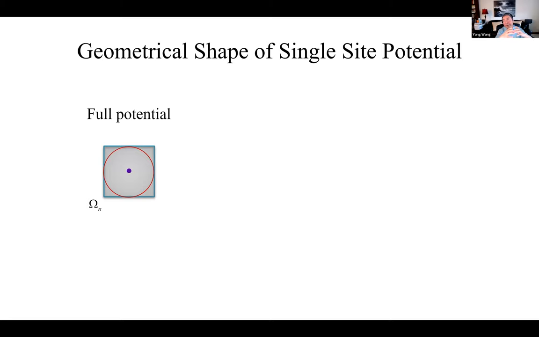The atomic cell is a Voronoi polyhedron, and we can draw an inscribed sphere. This is called the muffin-tin sphere. We can also draw a bounding sphere, called a circumscribed sphere, which has a radius RC. It's just a geometrical property.